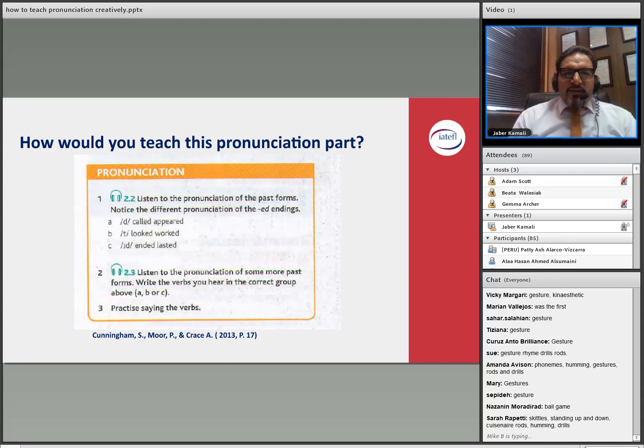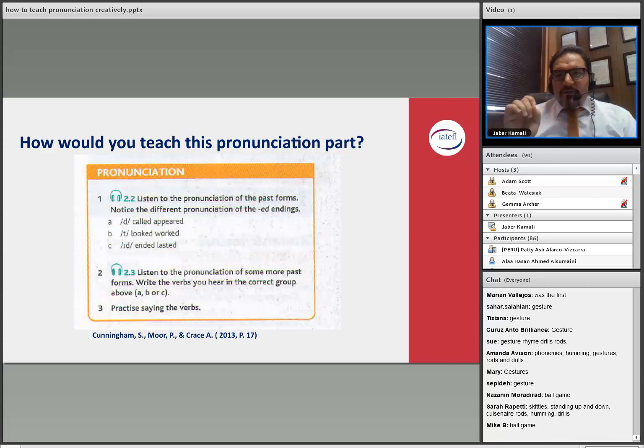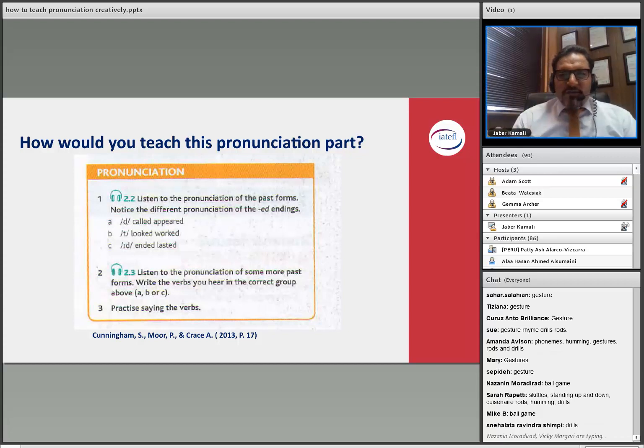So the question is this: how would you teach this pronunciation part? And which of those techniques do you want to use to teach it? I'm going to give you 1 minute to think about it and write there which technique and why. So 1 to 2 minutes, think about it, please. Thank you.